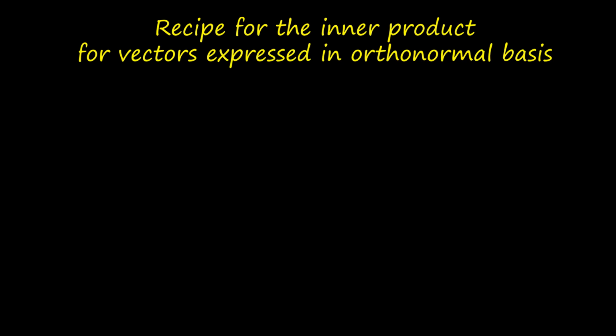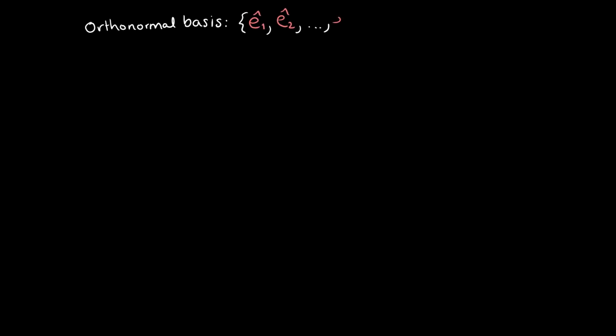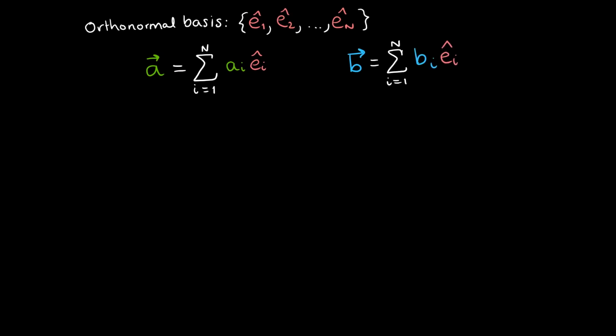Next, we are going to see a final useful recipe to calculate the inner product of two vectors. The recipe is extremely easy when the vectors are written in terms of an orthonormal basis. So, assume an orthonormal base is being used. Vectors A and B are a linear combination of the basis vectors, as usual. Now take the inner product between A and B.